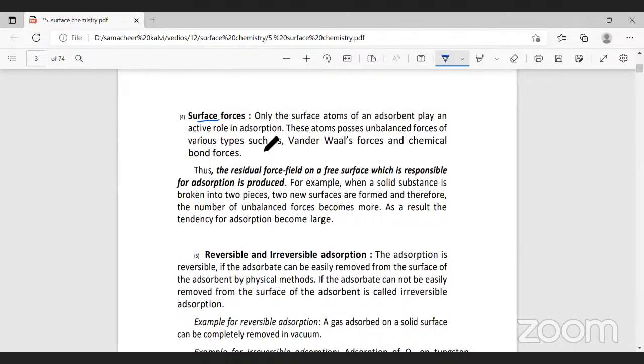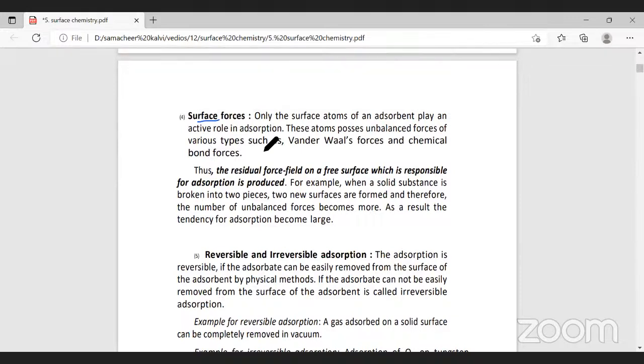The atoms present in the bulk of the adsorbent, or inside the duster, will not have any activity or any role in case of adsorption. So, surface forces: only the surface atoms of an adsorbent play an active role in adsorption. These atoms possess unbalanced forces of various types such as van der Waals forces and chemical bond forces. Thus, the residual force field on a free surface is responsible for adsorption.